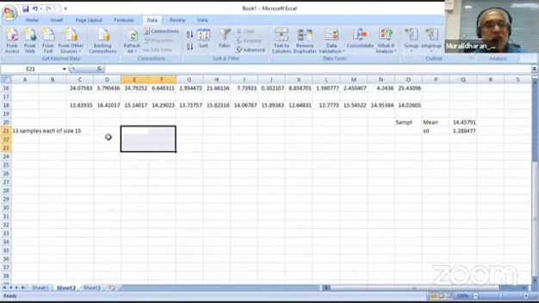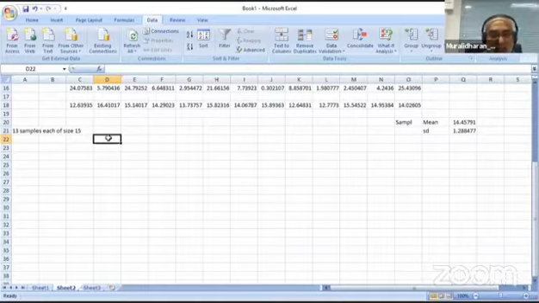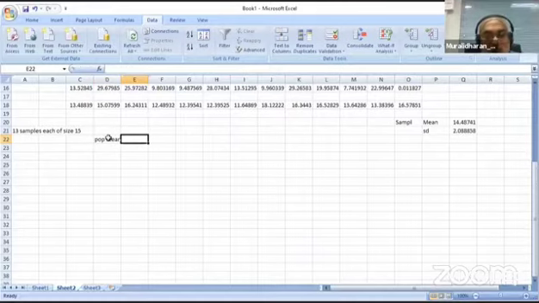So, we started with a uniform population with a as 0 and b as 30. So, what is the population mean? The population mean is going to be a plus b by 2. That is 30 divided by 2. That is 15. Is it okay?